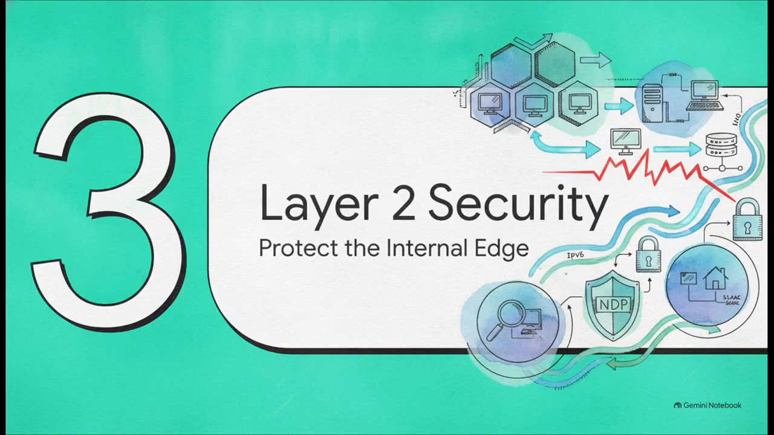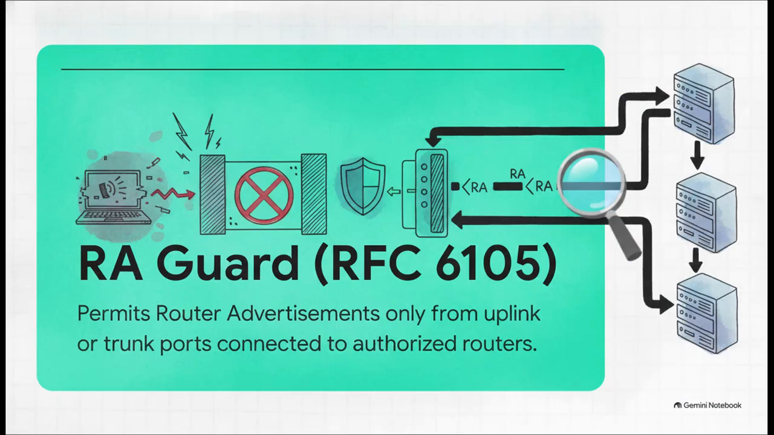Next up is Section 3, Layer 2 security controls protecting the internal edge. So to solve the rogue router problem and really protect the internal edge, RA Guard is your foundational mechanism. It's defined in RFC 6105. You want to deploy this on all your access switch ports. It acts as a strict gatekeeper, making sure that router advertisements are only permitted from uplink or trunk ports that are actually connected to your authorized infrastructure routers.